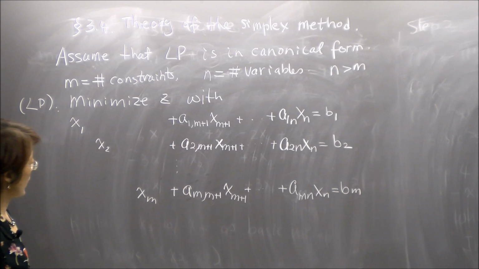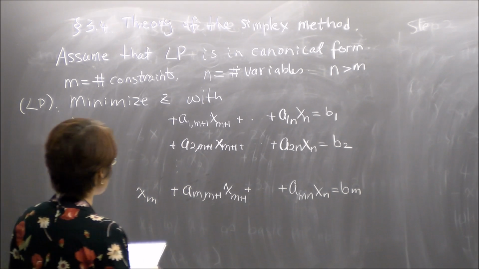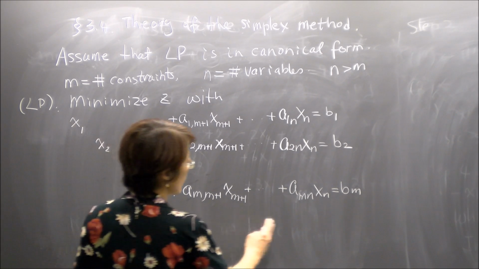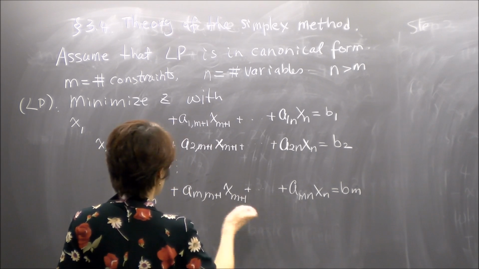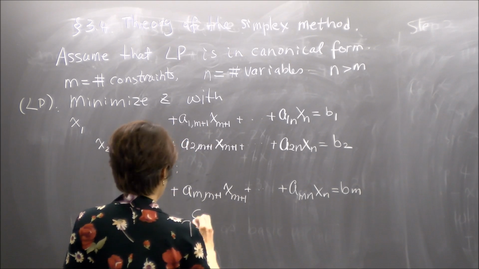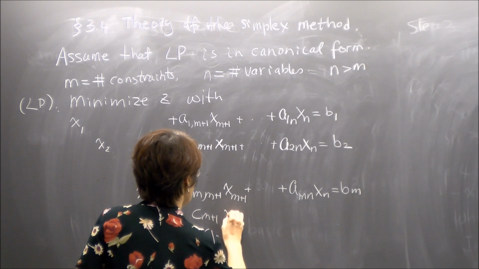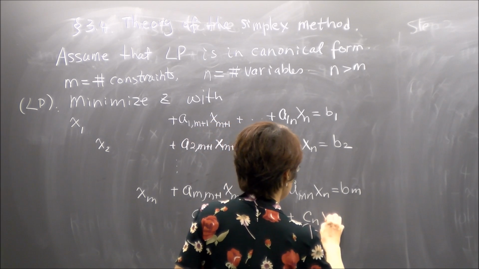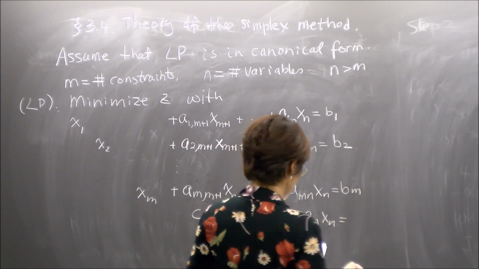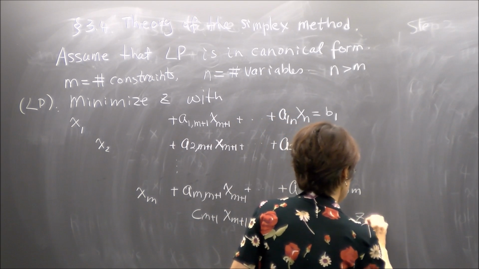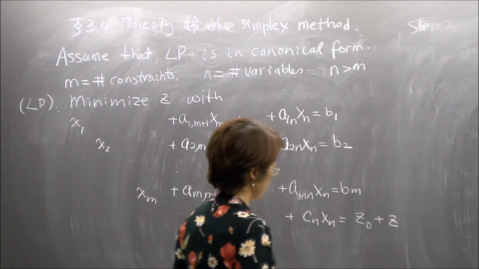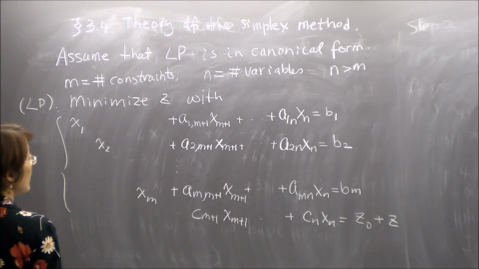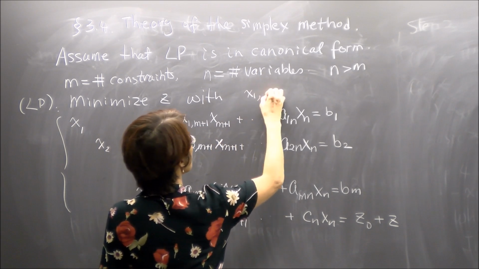So these are the constraints, and then your objective function, which is expressed only using the non-basic variables. Only these variables, and the coefficients are called c. So c, that's one coefficient, all the way to the last one, cn xn. That shall equal z0 plus c. Let me put the non-negativity here.